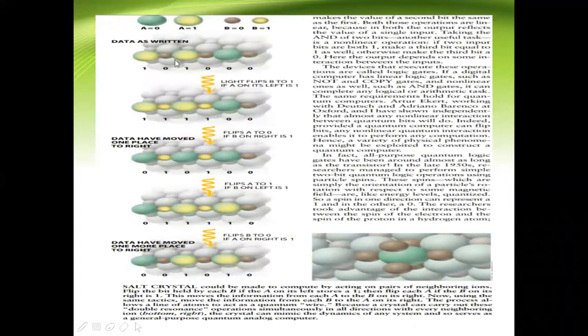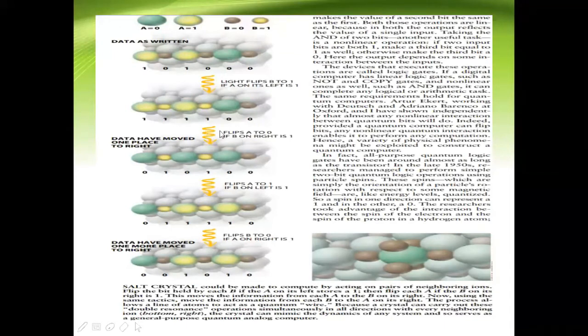That is the atomic molecule where one atom is in the 1 position, another atom in the 0 position, 1 position, 0 position, 0 position, 0 position. So when light flips B to 1, if A on its left is 1, you see that two atoms are there in this molecule. If B is in the 1 position, A is also in the 1 position on the left side. You see that you are getting 1 1 1 1 0 0.